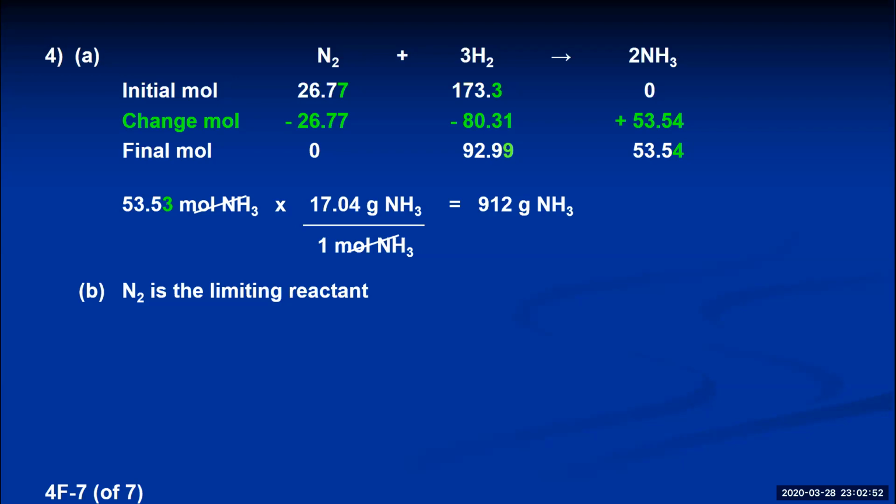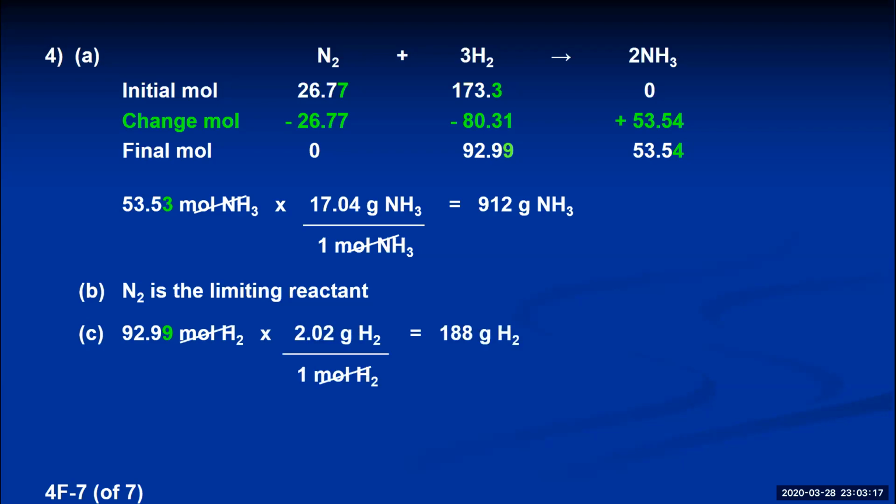C, how many grams of the non-limiting reagent remain after the reaction is ended? Well, the nitrogen reacted all away, so the one that doesn't react away is the non-limiting reagent, and that's the hydrogen. So if you want to calculate how much hydrogen there is left over, our initial change in final table shows us that at the end of the reaction, we're still going to have 92.99 moles of hydrogen remaining. So if we take the 92.99 moles, use its molar mass to convert it from moles into grams, we can predict that you will have 188 grams of hydrogen left over in the container at the end of the reaction.